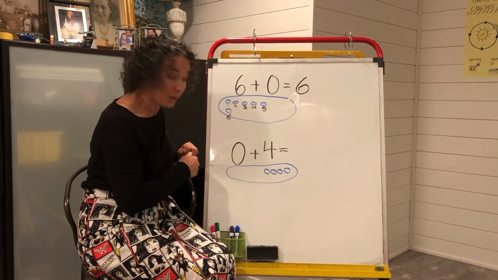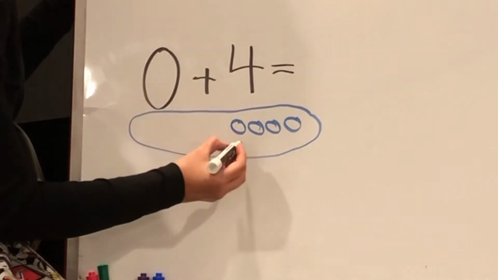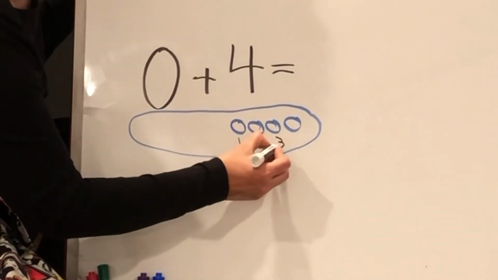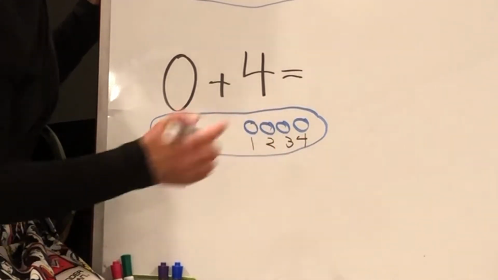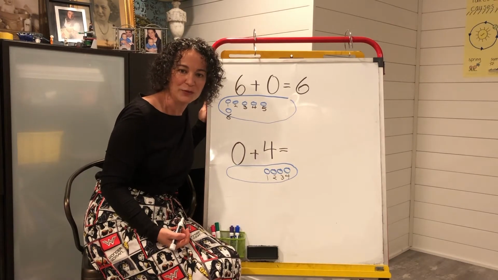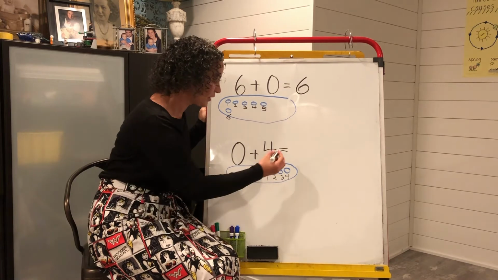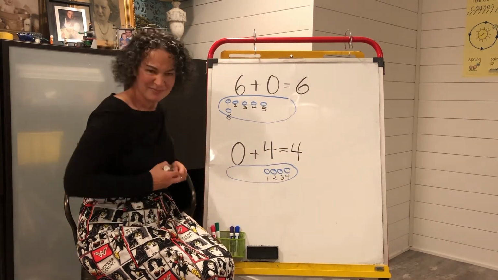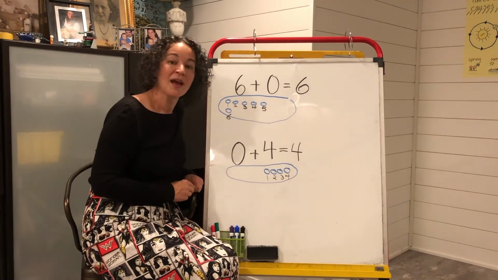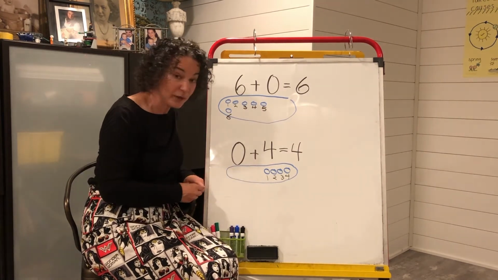All right, my friends, help me count. 1, 2, 3, 4. Help me count it again. 1, 2, 3, 4. So what is our sum of 0 plus 4? Yes, 0 plus 4 equals a sum of 4. Kind of easy, right?